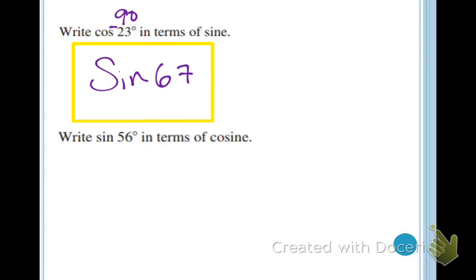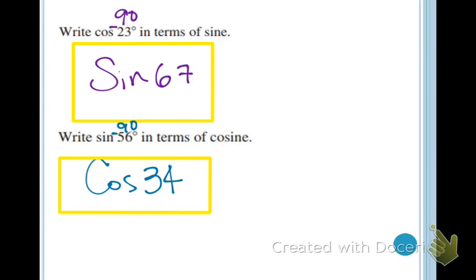Rewriting sine of 56 in terms of cosine, we're going to write cosine. And then what is 90 minus 56? 34. Questions on this?